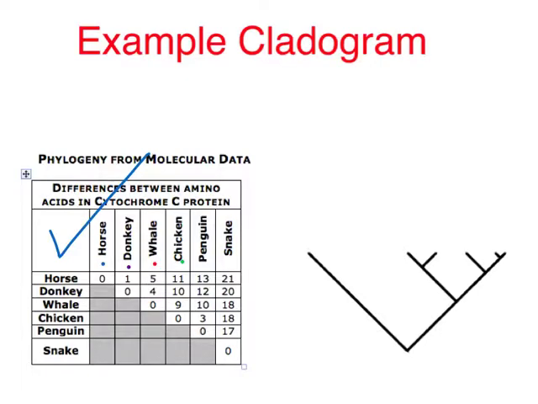The penguin is 13 separated from the horse. And if I'm looking at, I don't know, let's pick that one, the snake is 21 separated from the horse. So that's how far apart they are. That's how closely related they are. Okay, you can go the other way too. You can pick any one of these organisms and you can look and find the different things that you need to know.